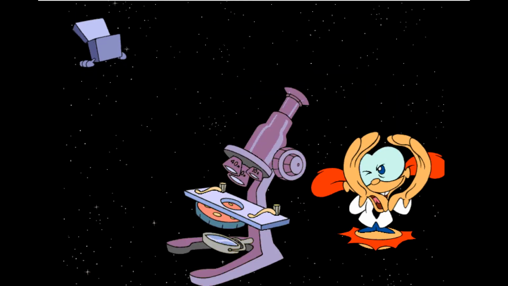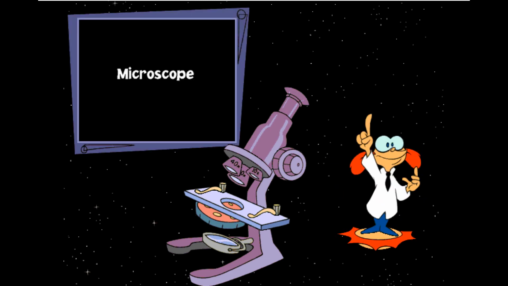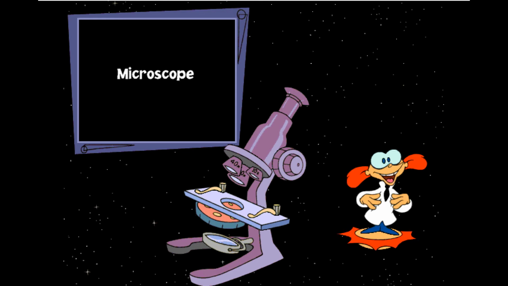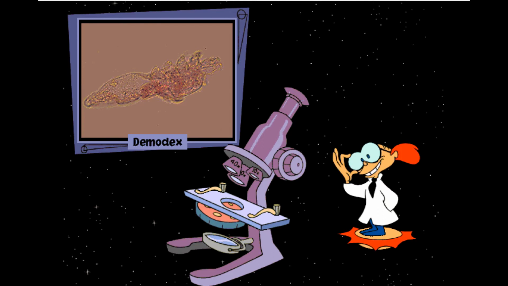If you want to see something that's very small, you have to have a special device. This device is called a microscope, and it allows us to see things that we could never see without it, like cells in our blood or little microscopic animals that live in your eyelashes.